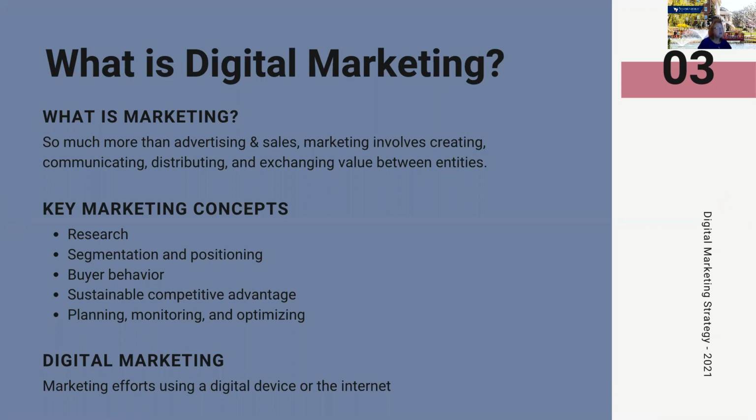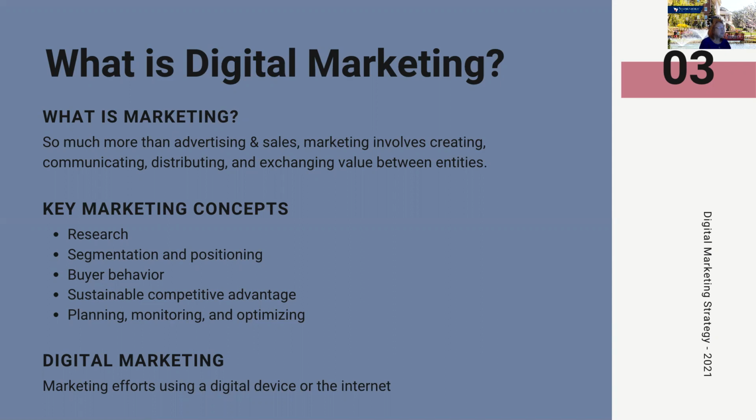According to the American Marketing Association, marketing involves creating, communicating, distributing, and exchanging value between entities. Now, commonly the entities we're talking about are a business and its customers. However, this could be barter exchanges and other types of exchanges like Facebook Marketplace, where consumers share and sell products between each other as kind of a digital flea market or a digital garage sale.